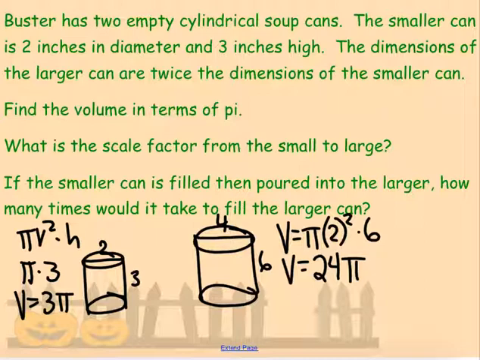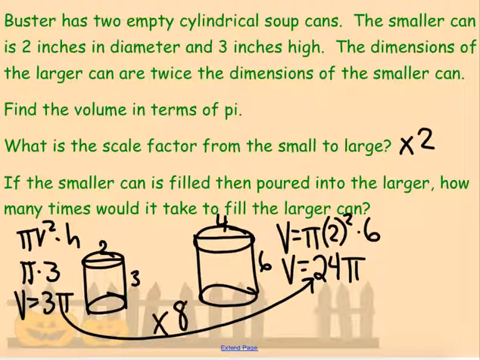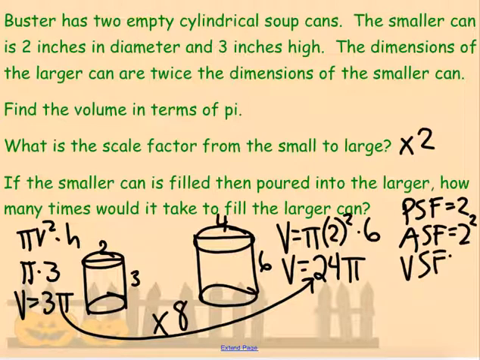Now, what is the scale factor from small to large? Just thinking about how much we multiplied by to get the dimensions, we would say the scale factor is times 2. Now thinking about the volume, we would say the scale factor, 3 pi to 24 pi, is actually times 8, which fits exactly like what we looked at a little bit ago, where we said if the perimeter scale factor is 2, then the area scale factor must be 2 squared, and the volume scale factor is 2 cubed. So we would see, yes, that works in this case as well.